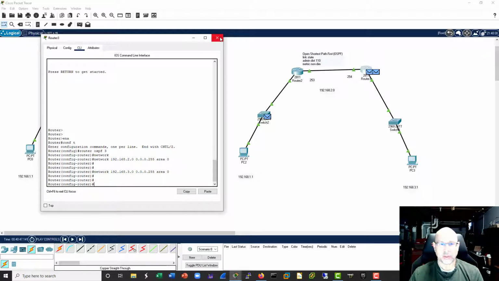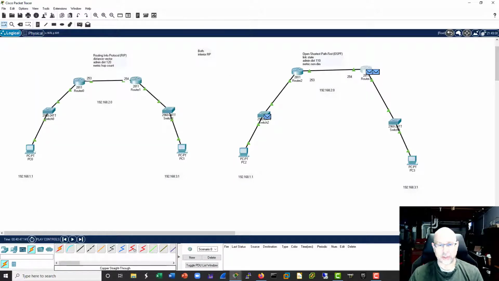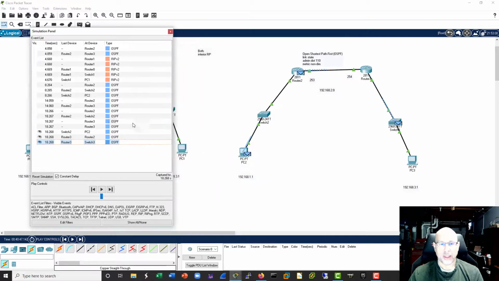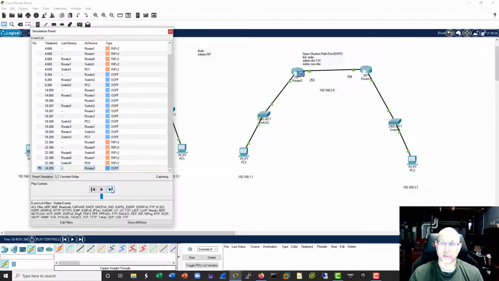Okay, so we can see that we got things queued up because our simulation is still running somewhere. There we go. And we'll move it over here. And we can see the 2 routers are now both sending out information, same with the other topology.